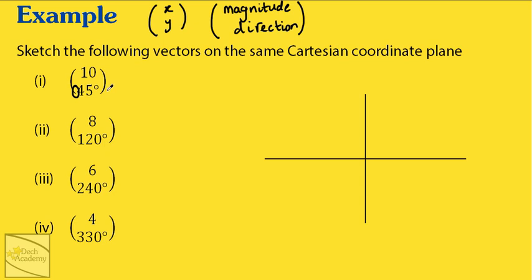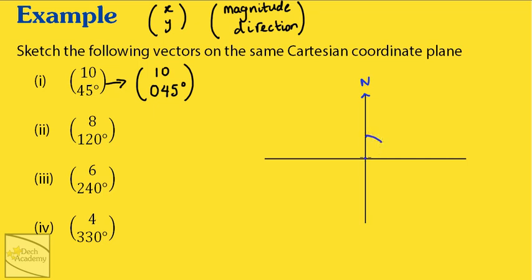So I'll just rewrite this vector here. It's 10 and 045 degrees. So how do we sketch this first vector? Well, it has a length of 10 units, or magnitude of 10 units, and its direction is 045. So if this is the north, you measure 045 by moving clockwise. You measure 45 degrees by moving clockwise from the northern line. So 45 degrees would be somewhere here.